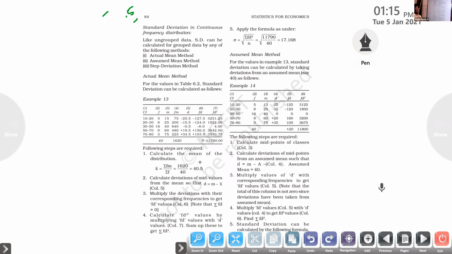So this is the step related to the standard deviation of a continuous frequency distribution for grouped data. For grouped data, three methods are there: actual mean method, assumed mean method, step deviation method. So this is what the actual mean method.